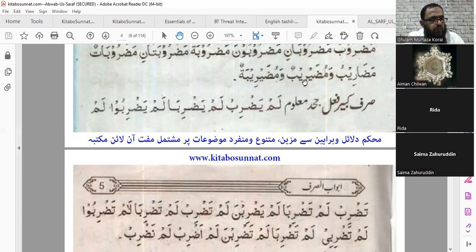Second thing, shall I continue? Yes, continue. Second change: lam also changes the meaning of the sigha. When lam enters, it will become fi'l mazi ma'lum manfi. Very good. Ma yadribu will be similar to lam yadrib. Ma daraba will be the same as lam yadrib. Good. Very good.